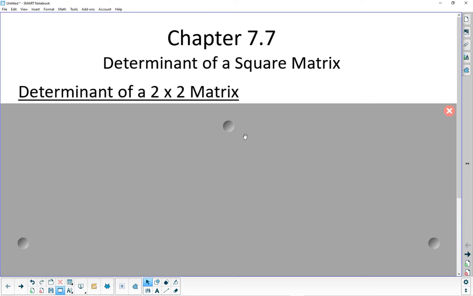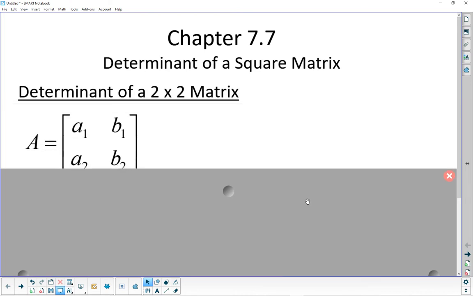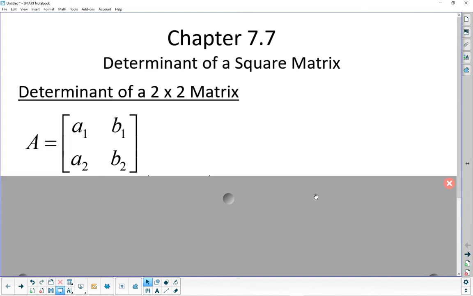First things first, we'll start with a smaller one, and we'll only go up to a 3 by 3, because any bigger than that, and it gets pretty crazy. So we'll start with the determinant of a 2 by 2 matrix. Let's say we have a square matrix A, with entries A1 and B1, and A2 and B2.